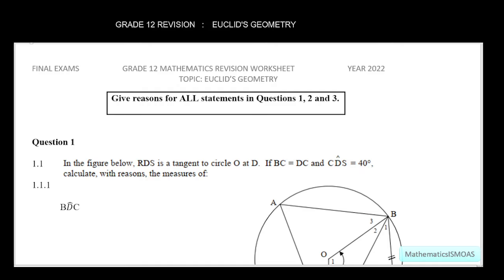Right. We are now going to have a look at the exercises.